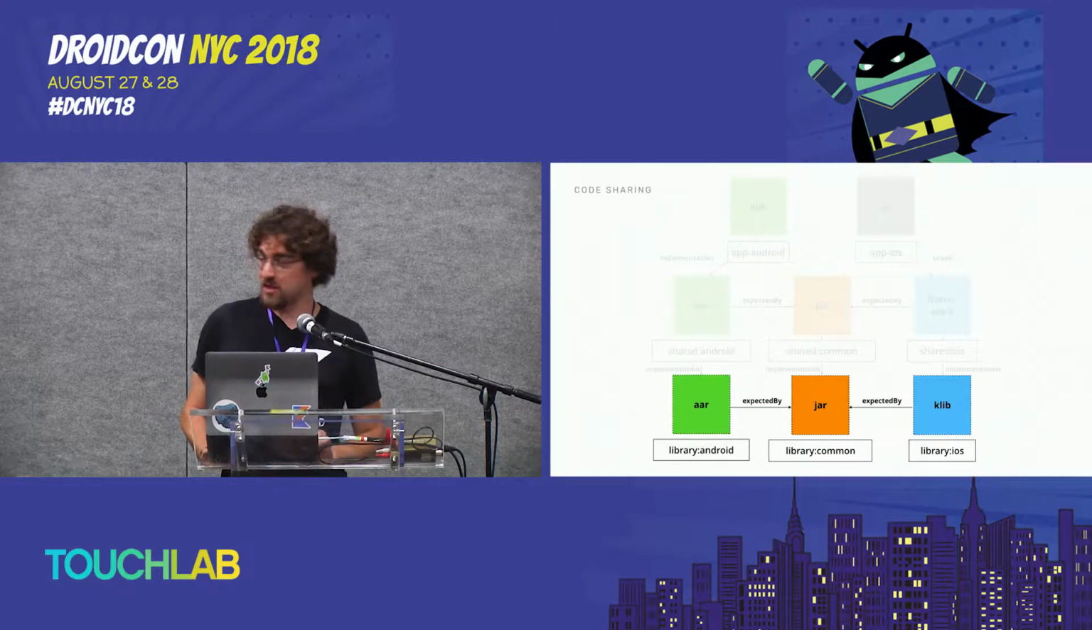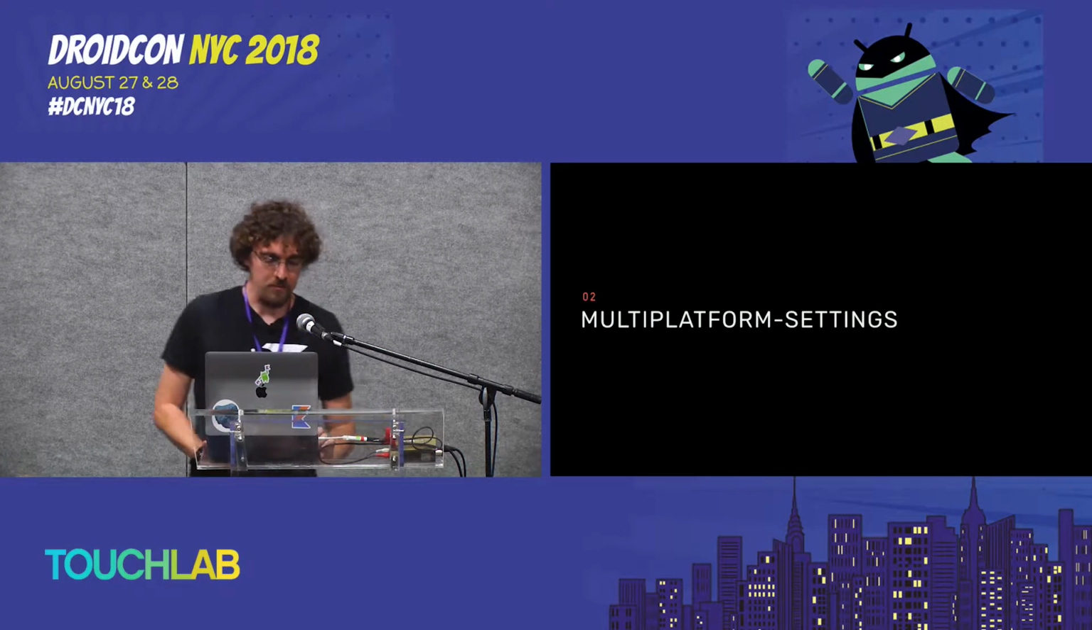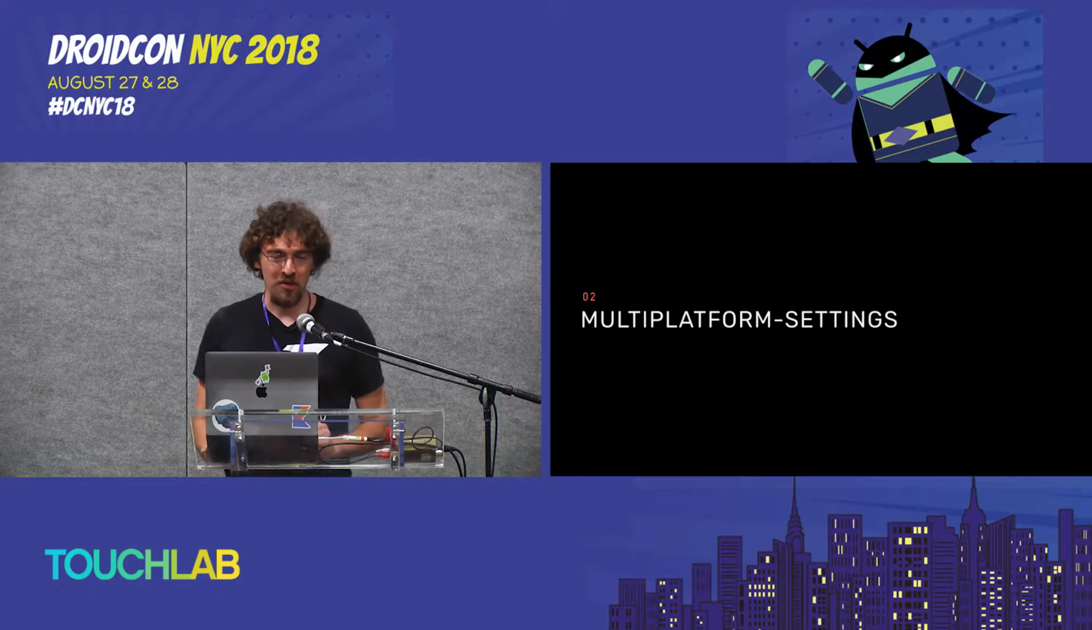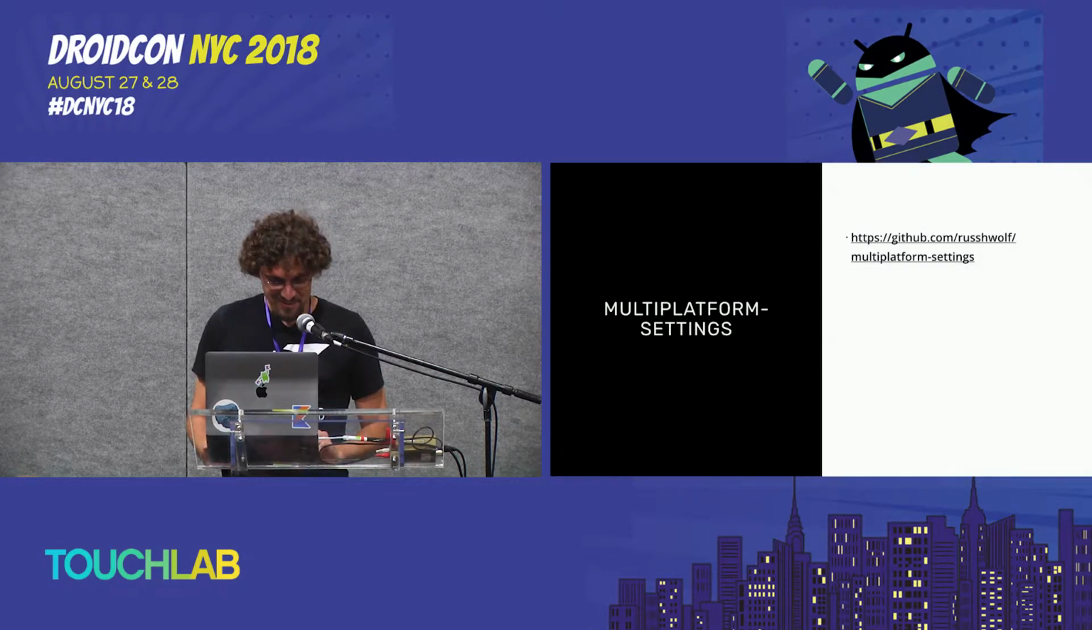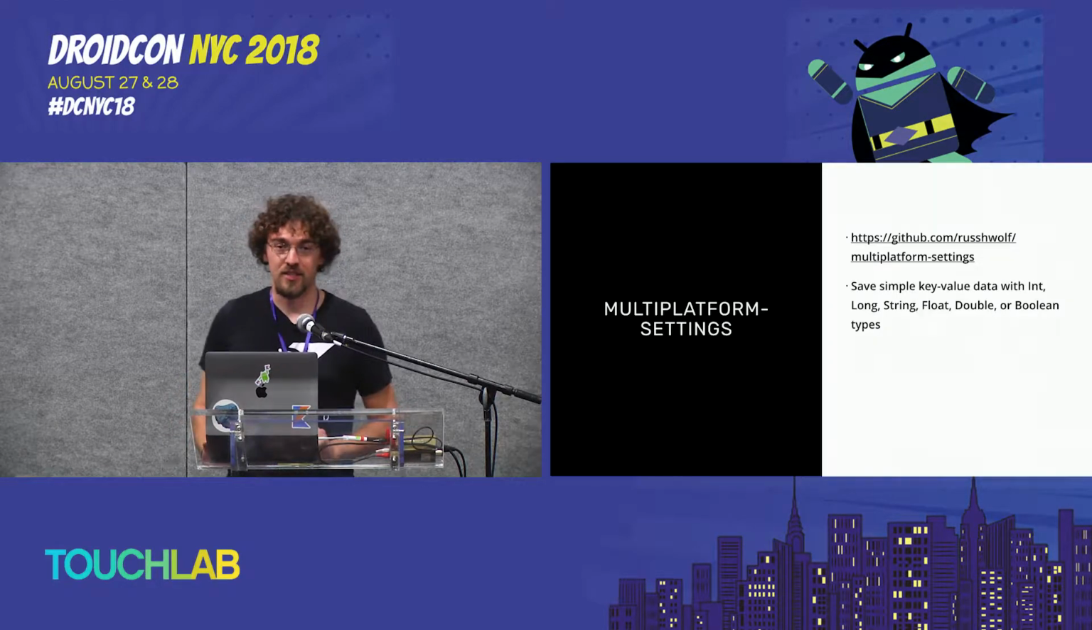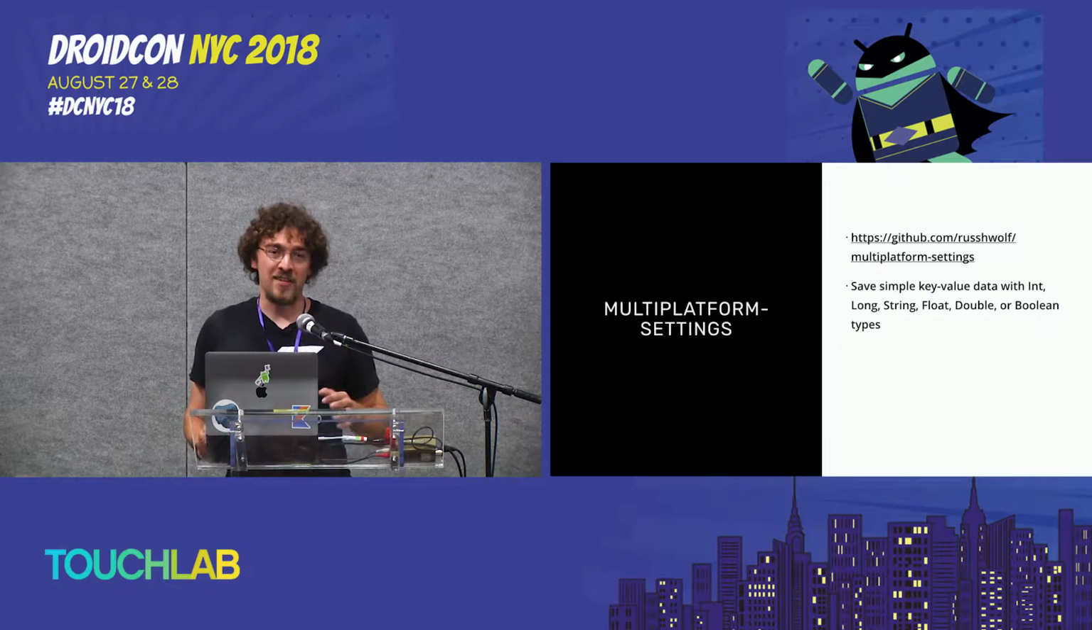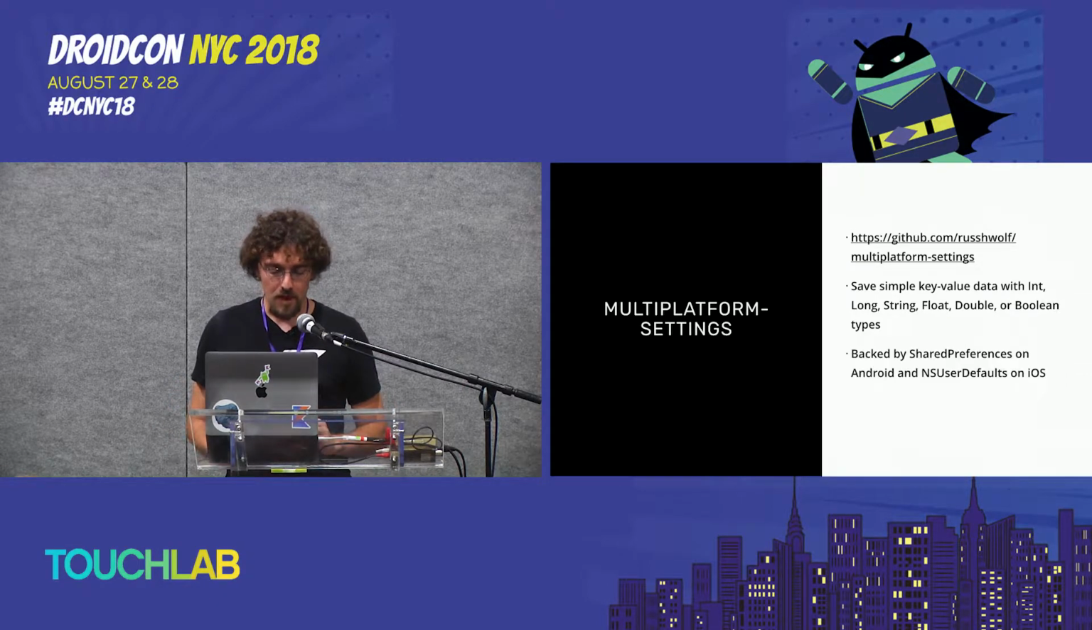So we're going to focus on this library layer, and I'm going to talk through this library that I've been building called Multiplatform Settings. It's not a super original name. I might try to come up with something more clever at some point, but I haven't yet. It's on GitHub, so you can check it out there. What it does is let you save simple key value data from your common code and persist that between app starts. Under the hood, it's wrapping shared preferences, which you're probably familiar with from Android, and a similar API called user defaults on iOS.